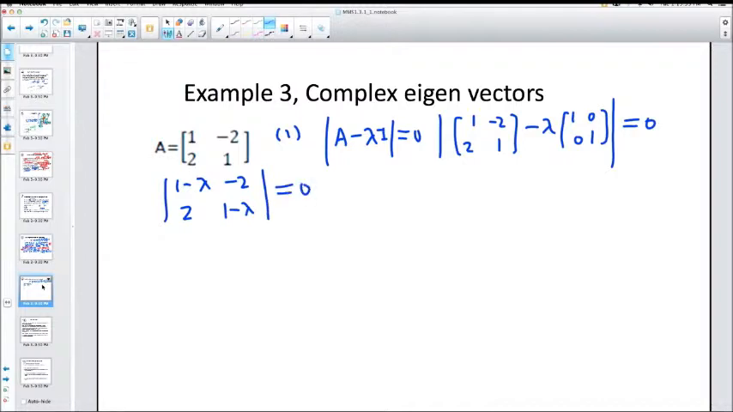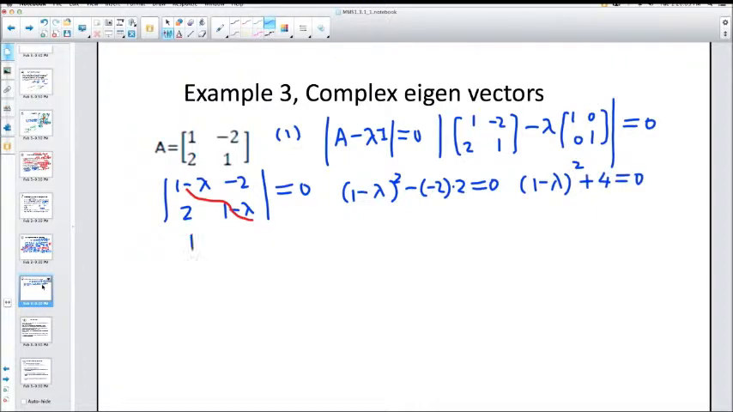To make it quicker, all you need is to subtract lambda on the major diagonal. So if you observe, all you need is minus lambda on the major diagonal. Make the determinant equal 0. So you get (1 minus lambda) squared minus (-2) times 2 equals 0. Negative, negative makes it positive, and then plus 4 equals 0.